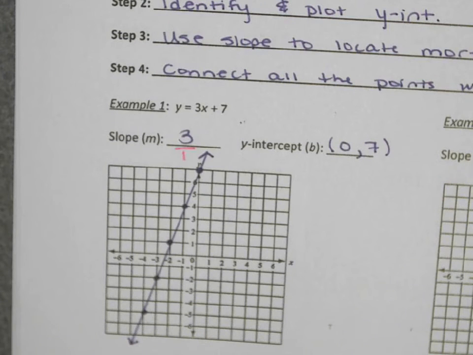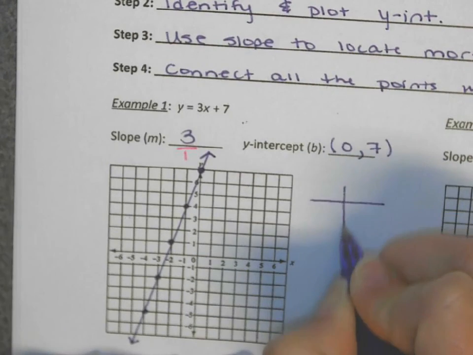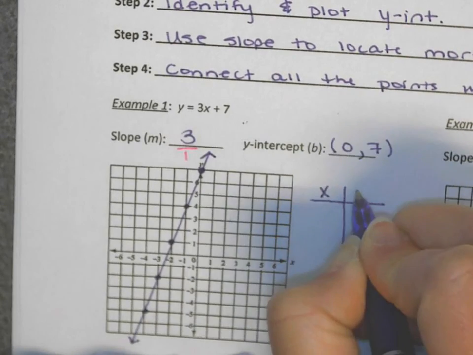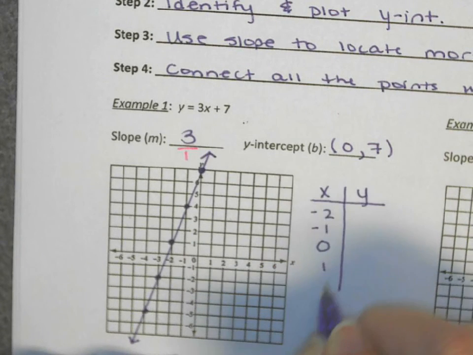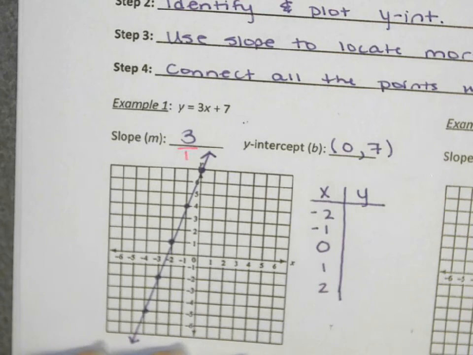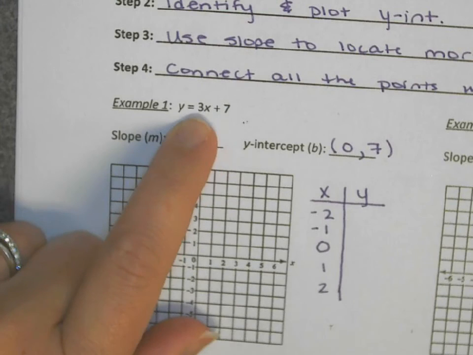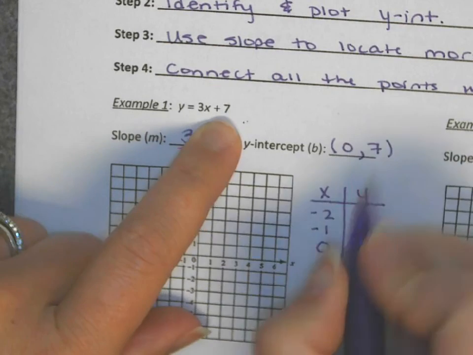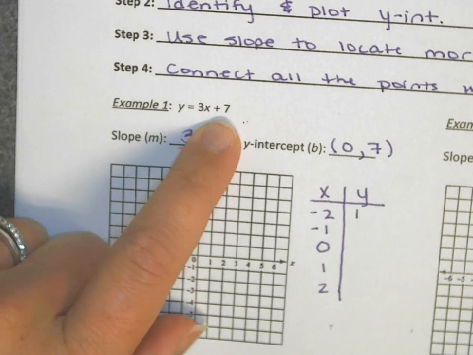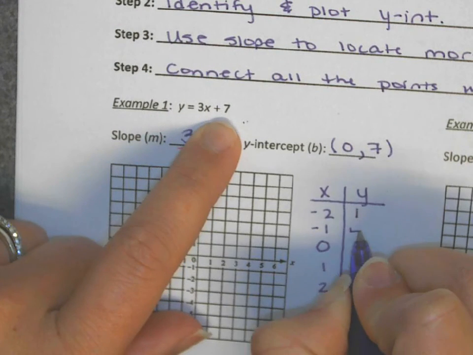Okay. You could also make a table of values. You can always resort to making a table of values and plug in 0 and -1, -2, 1 and 2. Just plug some values into your equation. What is y when x is -2? 3 times -2 is -6. -6 plus 7 is 1. Plug in -1. 3 times -1 is -3. -3 plus 7 is 4.